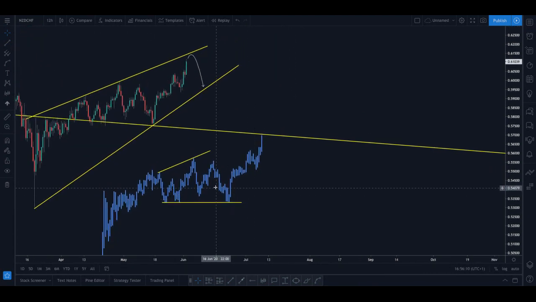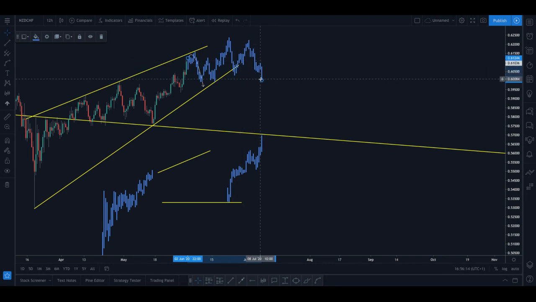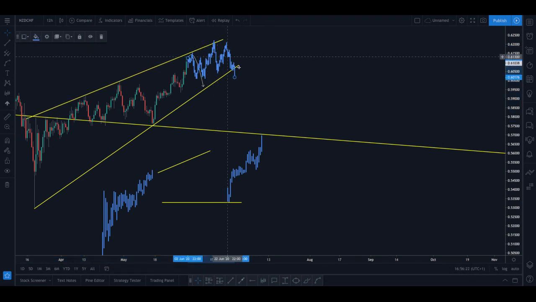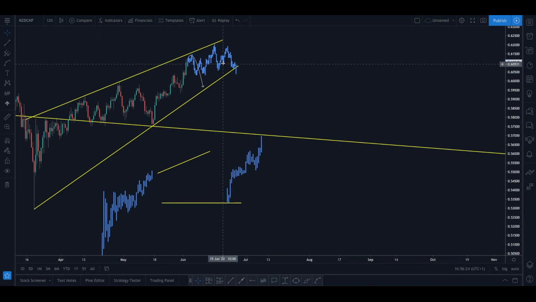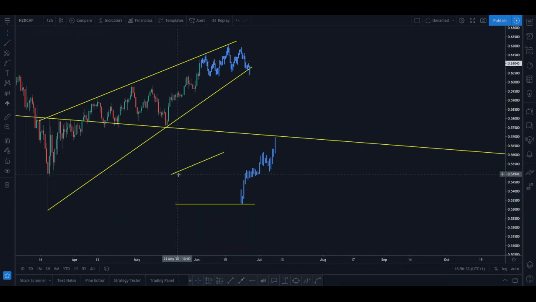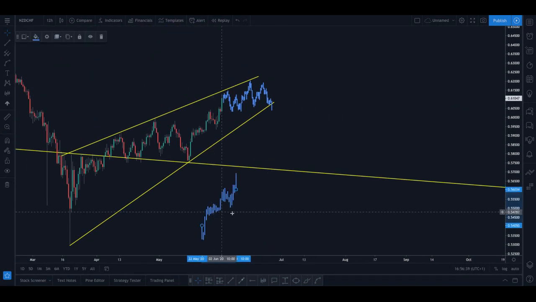Now, could price be installed for another one of these impulsive moves? Let me know what you think. We could be installed for a nice big correction, following the nice impulse that we've had, as you can see here.